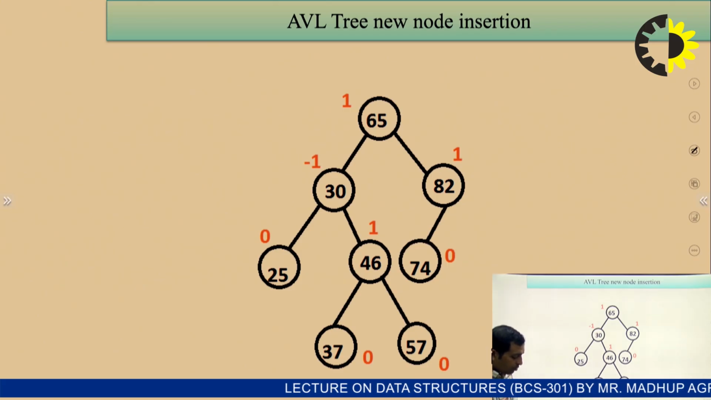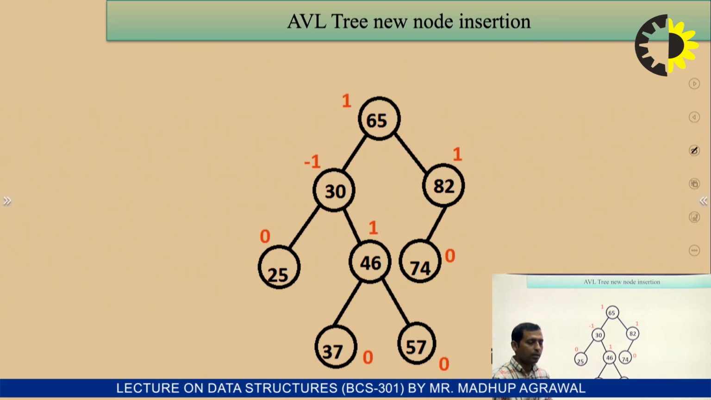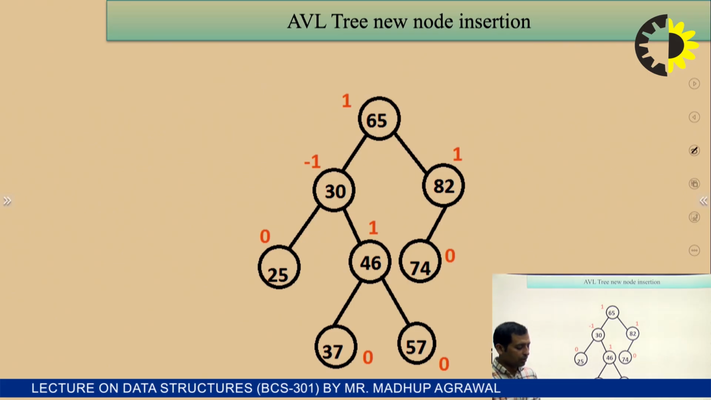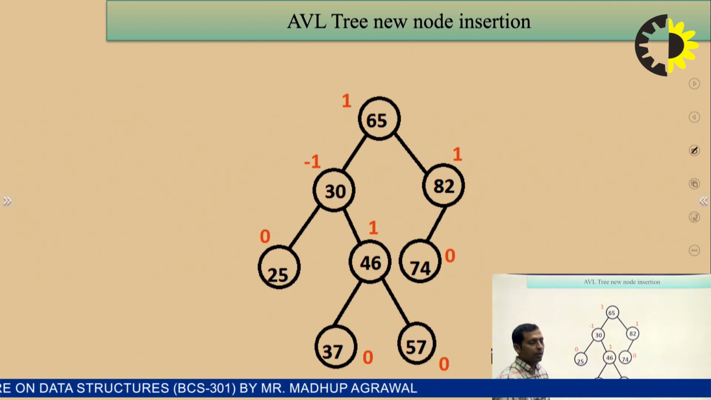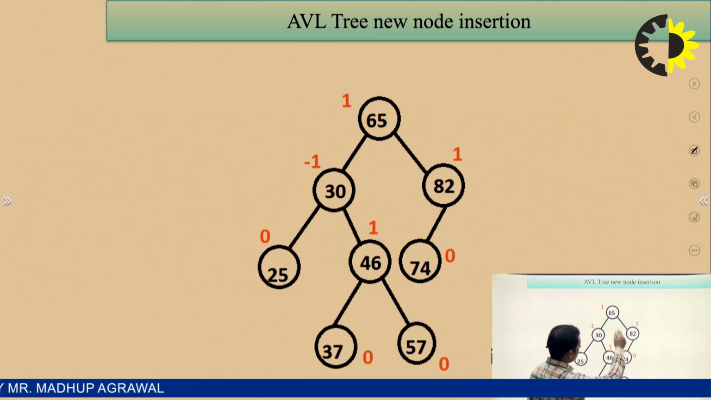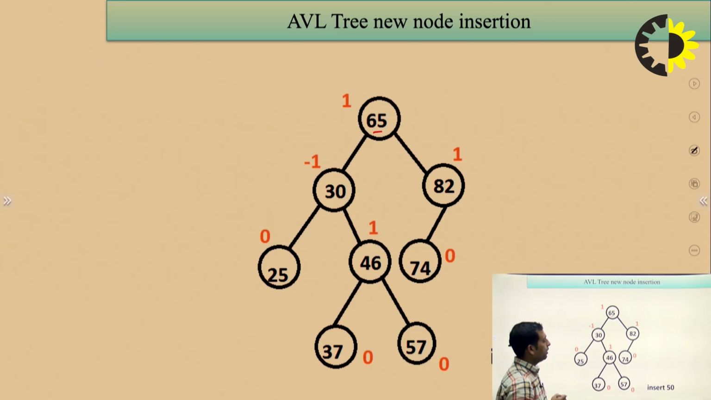So this is also a BST, so we will follow the BST rule, which means an element less than a particular node goes to the left side and an element greater than the particular node goes to the right subtree. So insert 50. If we insert 50 in this balanced tree, then 50 is compared with the root node having the value 65. Now 50 is less than 65, so it goes into the left subtree, here in this branch.